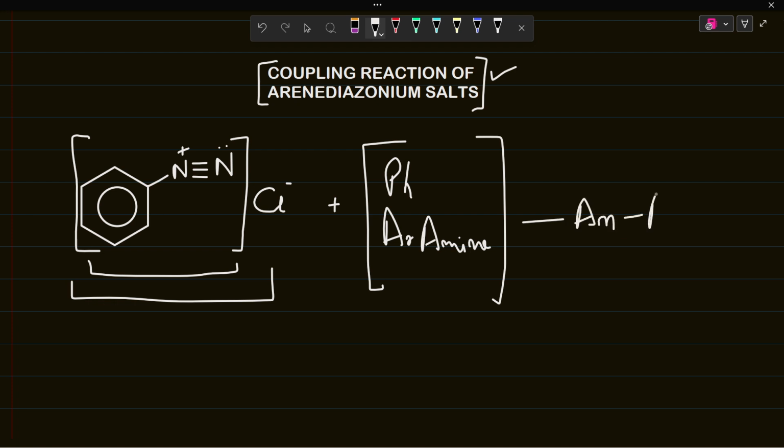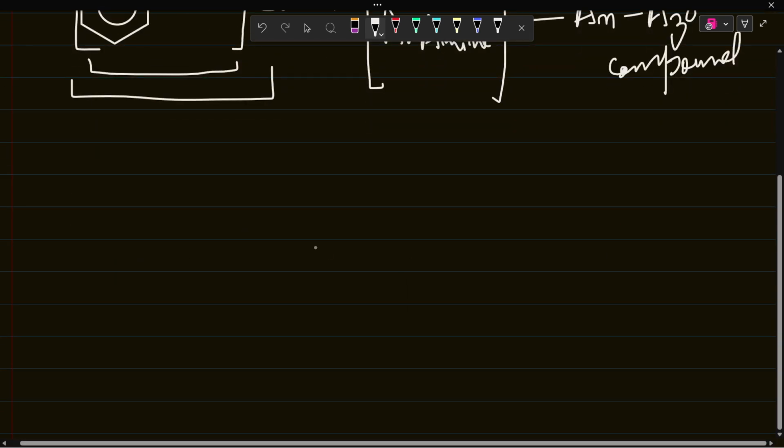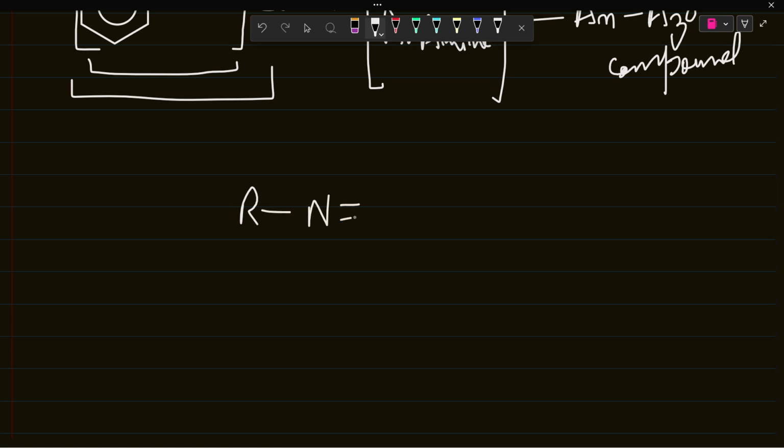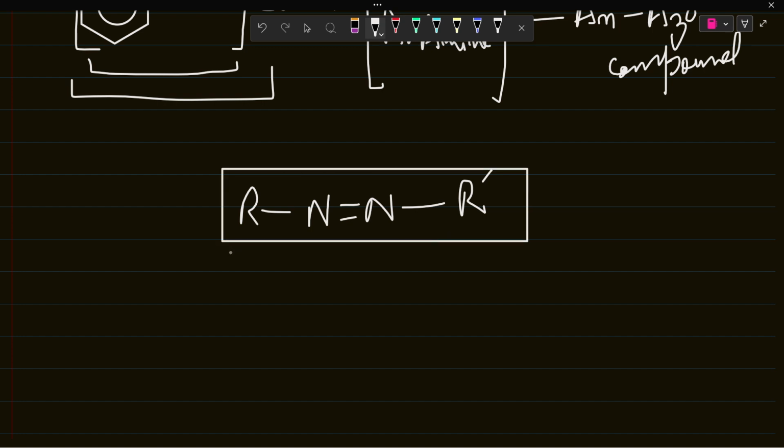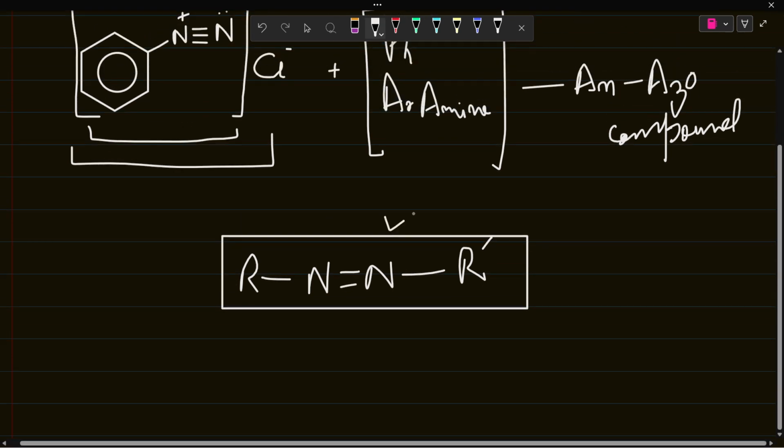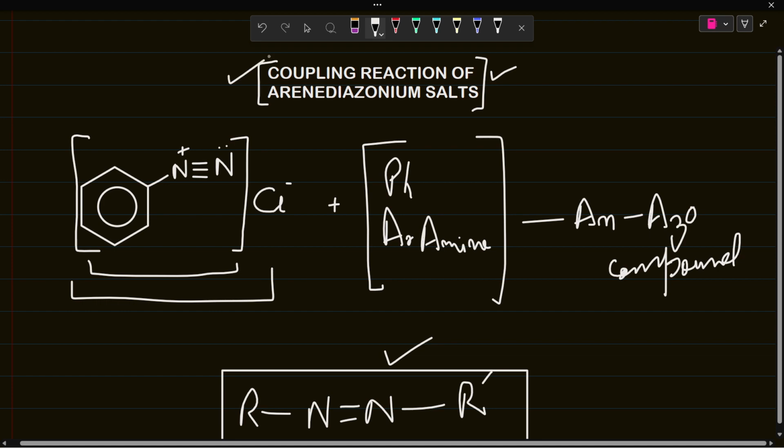An azo compound. Fine. Now, what is an azo compound? You can see azo compounds are compounds in which the functional group is this one, R-N double bond N-R, and these are the R groups. Fine. This is the general representation of an azo compound. So this is the product of the coupling reaction of diazonium salts.